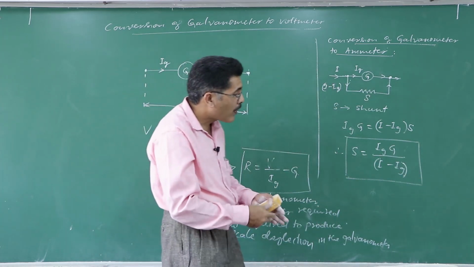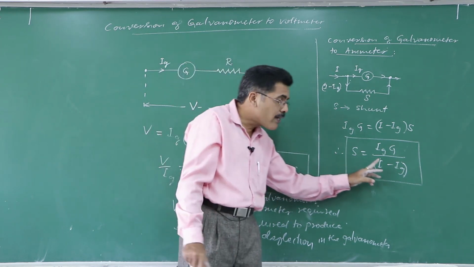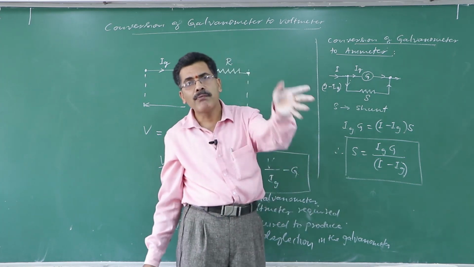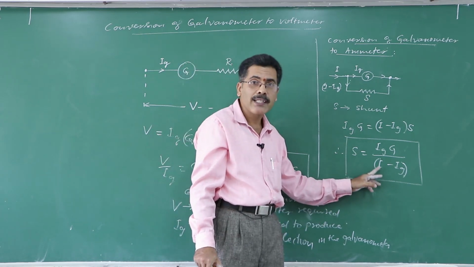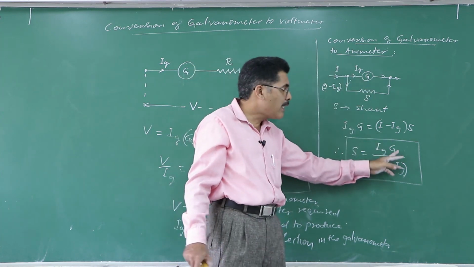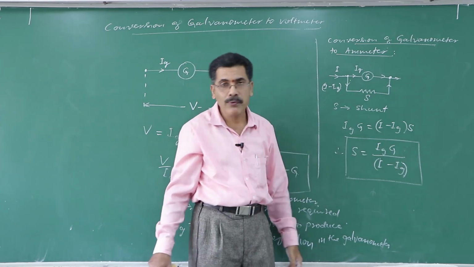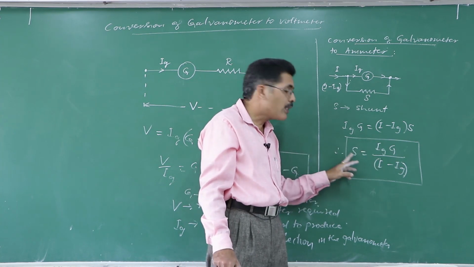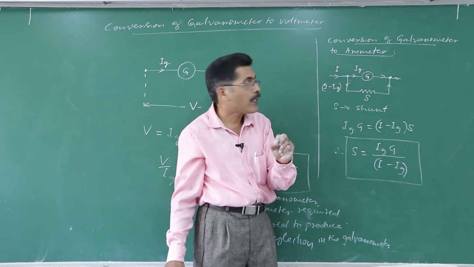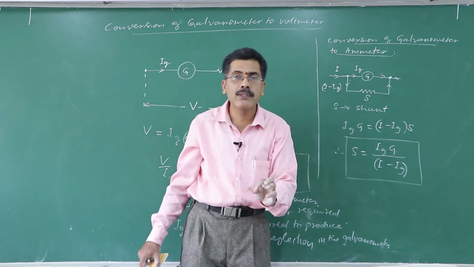Here, I stands for the range of ammeter required. You want to convert a galvanometer to an ammeter. What range of ammeter is required? 0 to 3 ampere, or 0 to 5 ampere, or 0 to 10 milliampere. That should be taken as I. Ig, as usual, is the current required to produce full scale deflection, and G, as usual, is the resistance of the coil of the galvanometer. By putting all these values, calculate S. Now choose such a resistance and connect it in parallel to the galvanometer. Now your galvanometer works like an ammeter.